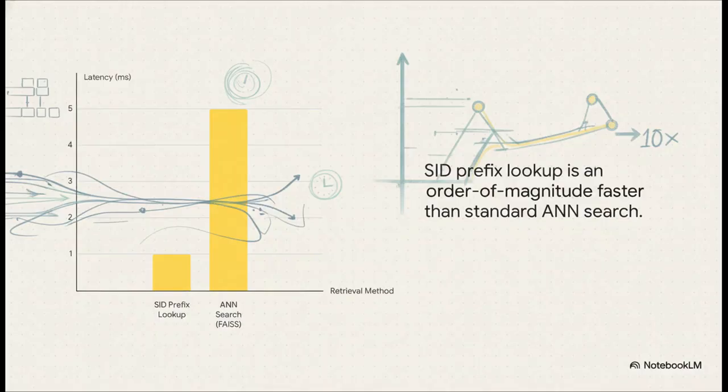And when I say fast, I mean fast. I mean, look at these numbers. Even a super optimized library like FAISS, which is the gold standard for this stuff, takes about 5 milliseconds for a search. A simple prefix lookup, it's under 1 millisecond. That's not just a little better, that's a whole different ballgame.